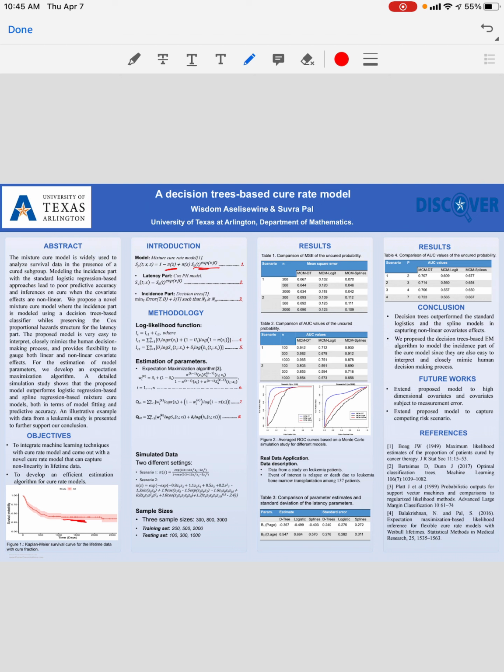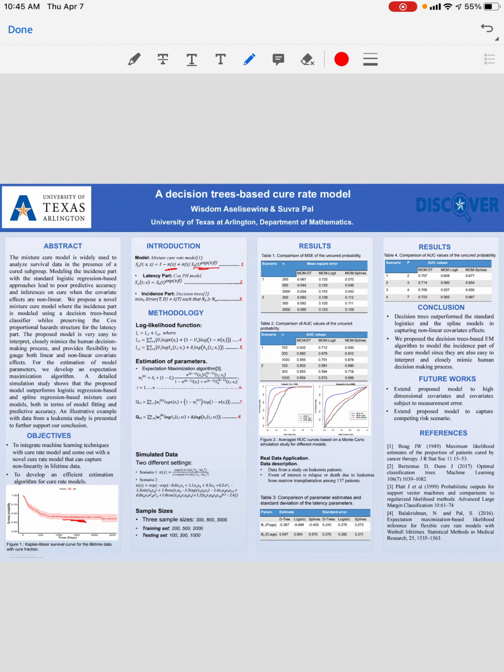The Cox-PH model is maintained for the latency part because of its explanatory ability. We are using a decision tree classifier to model the incidence part because decision trees are very flexible and they can predict both linear and nonlinear complex patterns.